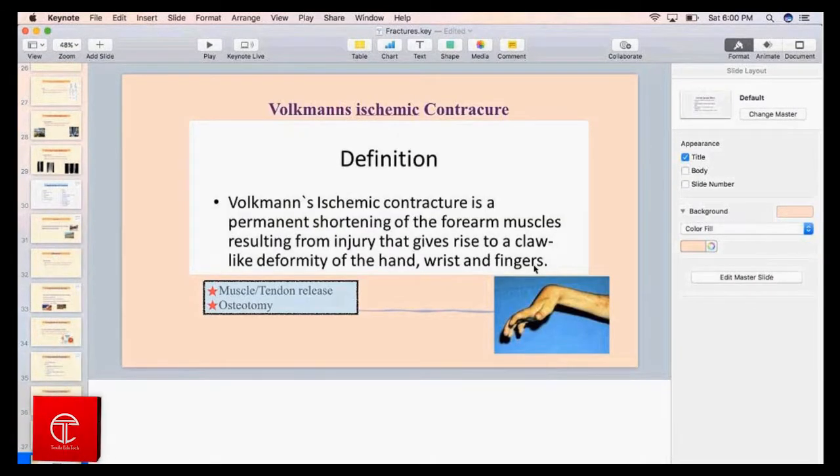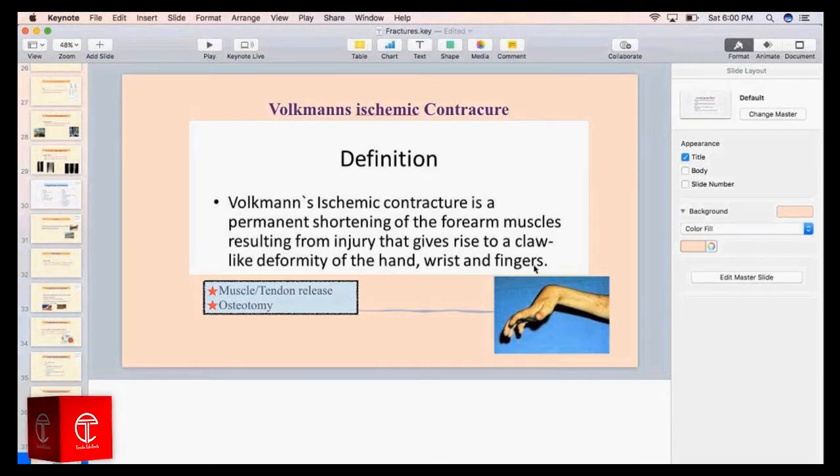And if we are not addressing the compartment syndrome, it will lead on to a Volkmann ischemic contracture, that is the late stage of compartment syndrome. Volkmann ischemic contracture is a permanent shortening or contracture of the involved muscles, commonly seen in the forearm, resulting from the injury that gives rise to clawing deformity of the hand, wrist and fingers.